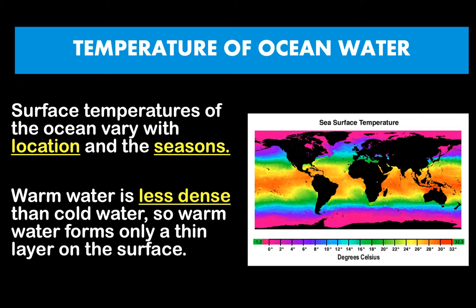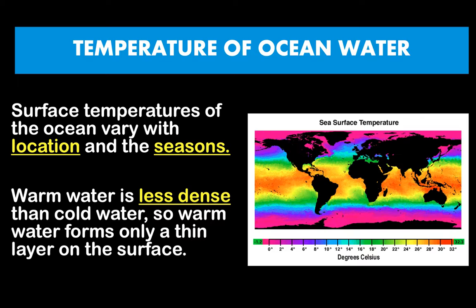Remember that warm water is less dense than cold water. So warm water will form just a thin layer on the surface. And that has to do again with convection, but also the fact that the sun's light is only able to penetrate so deeply and transfer that heat to the water.